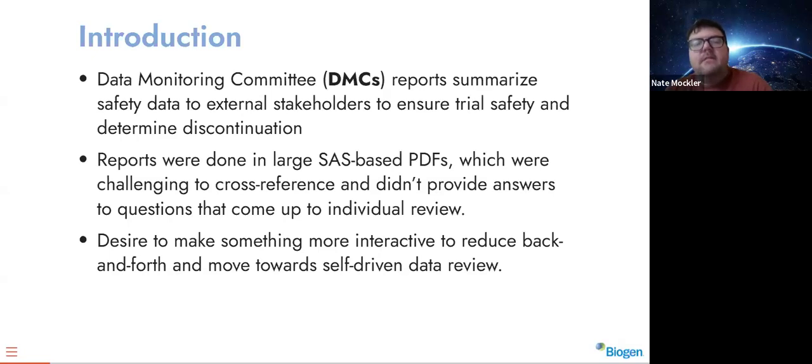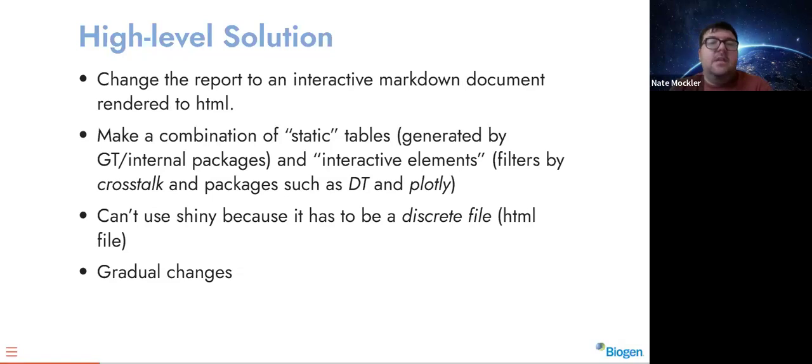So there was a desire to make something a little more interactive, to reduce back and forth, and move towards self-driven data review. I think that's a common theme that has been talked about for a while. The high-level solution is to change this report to an interactive Markdown document that's rendered to HTML. So it's going to be a combination of what I call static tables, just your general tables generated by gtsummary, tplyr, other internal packages, and then what I call interactive elements. Those are tables that have filters by using the crosstalk package, and then using GT, the DT data tables package, Plotly, or other HTML widgets.